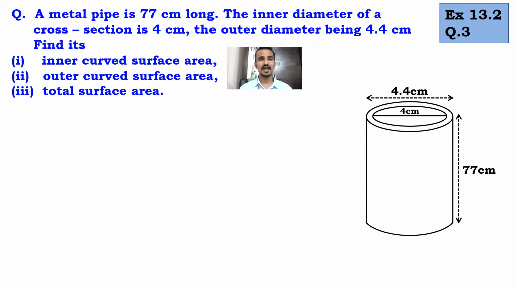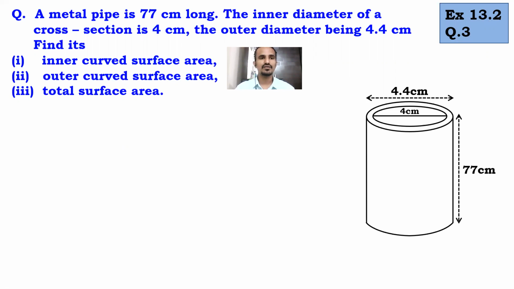So as we can see here, we have a pipe. Now remember, we don't have a solid cylinder. We have a cylinder which is hollow. When we say pipe, it has to be a hollow cylinder. As you can see in the picture also, there is a hollow cylinder. It is not solid.